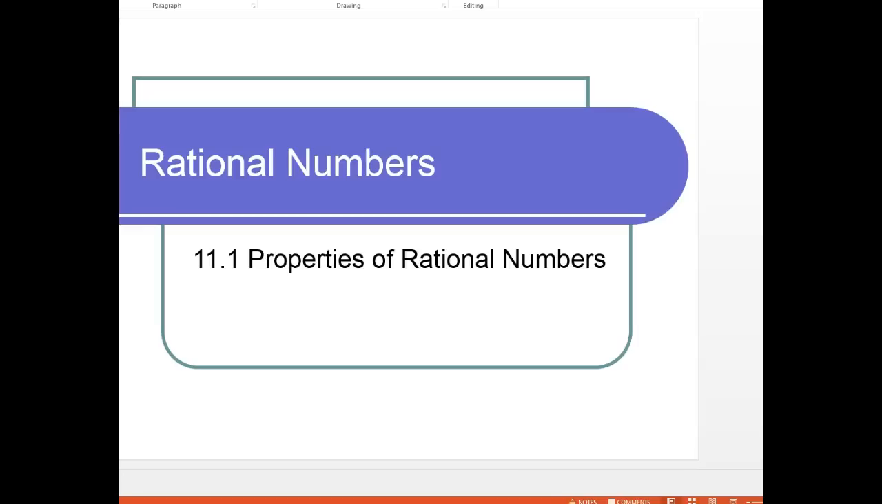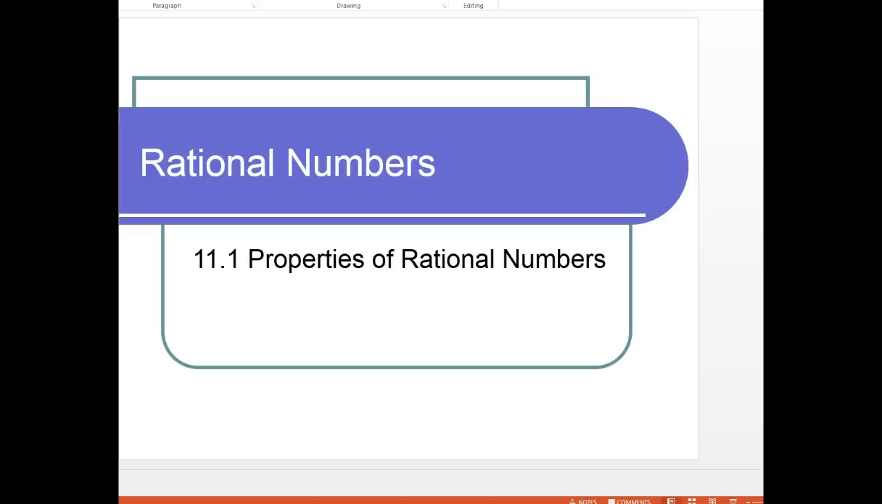Okay, class, today we're going to start a new chapter, chapter 11, and we're going to look at this idea of rational numbers. Now, who remembers what we said rational numbers were in one word? That's right, we said a rational number is a number that can be written as a fraction.